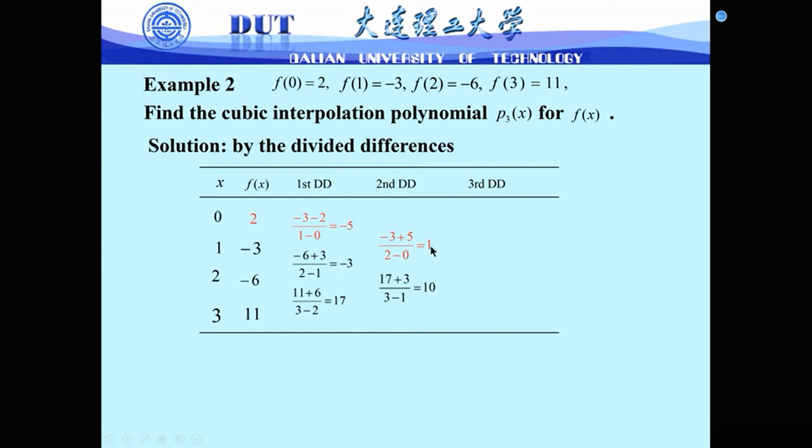We can use 10 minus 1. Then what is the denominator? It should be x3 minus x0, so 3 minus 0. It is 9 over 3, so it is 3. Clear? Now we obtain 4 diagonal numbers, so we can obtain the polynomial P3. This is first DD diagonal, first DD, second DD, and third DD.